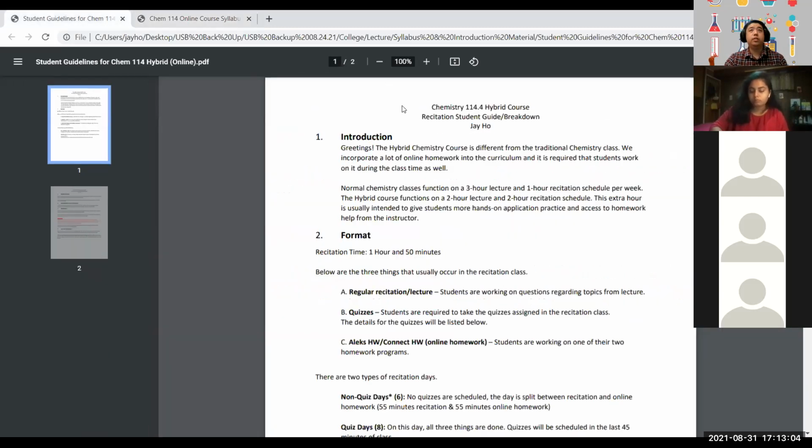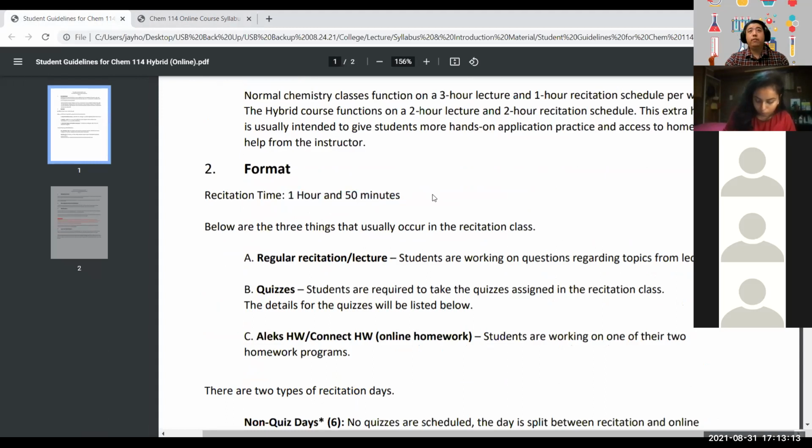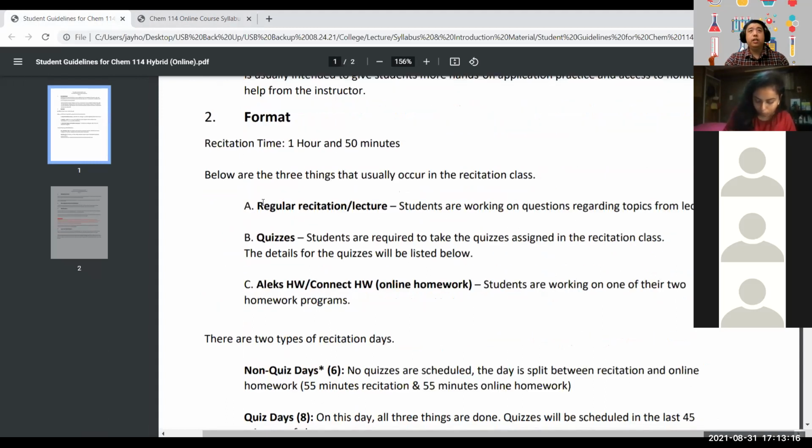All right, so we're going to go ahead and transition over to student guidelines. I'll go through this really quickly. I mentioned this part already, 2-hour lecture, 2-hour recitation. Your recitation is 1 hour and 50 minutes. Generally what you do in recitation, if it's a regular one, there are 3 things that can occur. So you have a regular recitation, you're working out stuff with your recitation instructor. He or she goes over topics that you have, bring questions. If you have any questions at any point, that's where you bring it. That's where you could sit down and spend 2 hours just talking about how to solve A plus B, whatever it might be, okay?